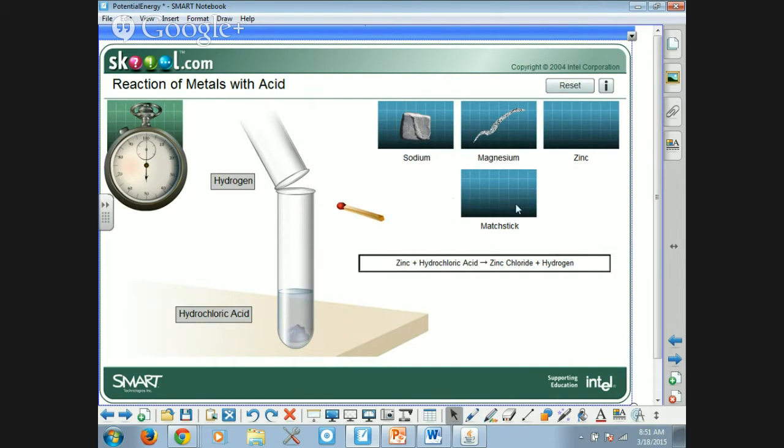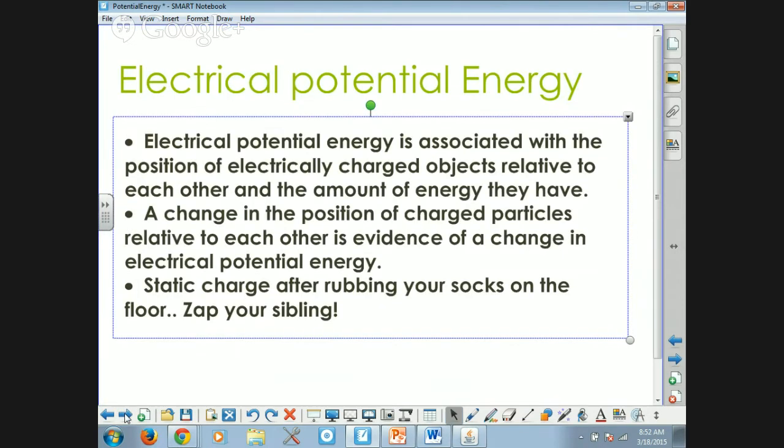So a match is a nice way, when small amounts of hydrogen are created as a byproduct, to indicate that that chemical reaction happened. Now, the zinc and the hydrochloric acid before I put it in there have a lot of chemical potential energy. Okay, so it's that idea of what could happen. Now, a lot of times with chemical potential energy, our byproduct is heat.